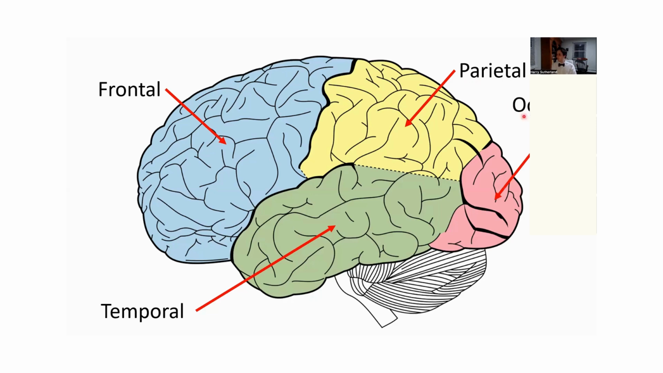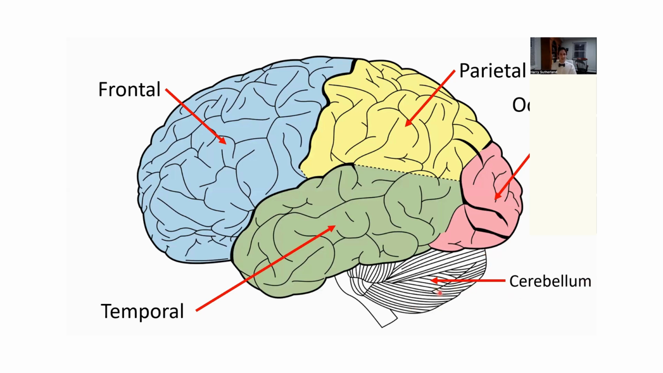And then lastly is the occipital lobe back here. So this is way at the back of the brain. Each of these different areas has slightly different functions. We'll get into those on future slides, but I just wanted to highlight that the brain is roughly divided into these 4 different lobes.